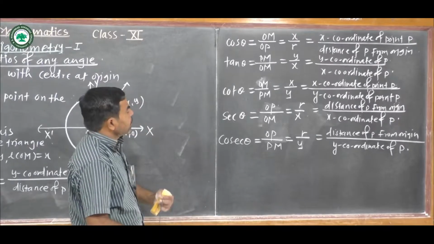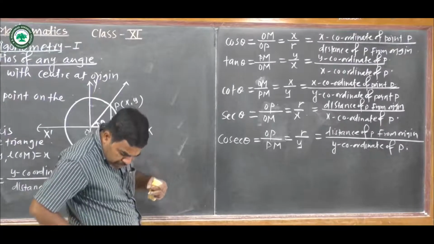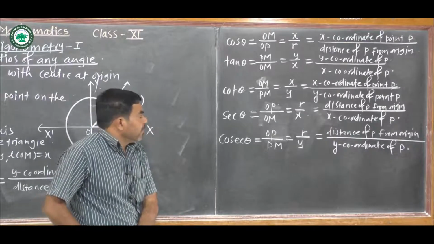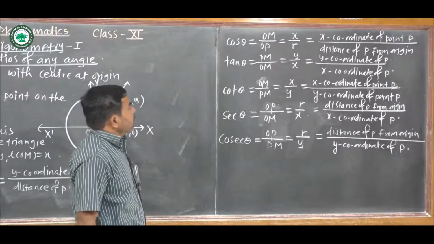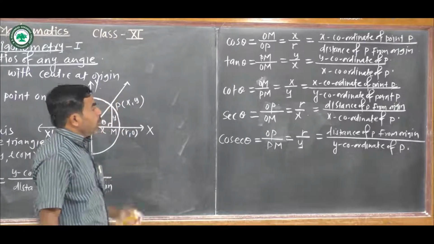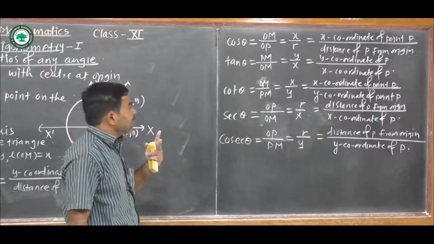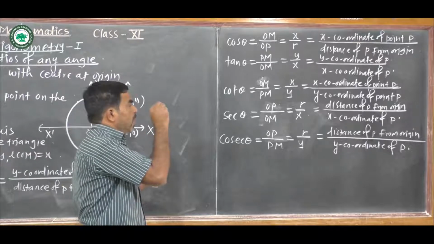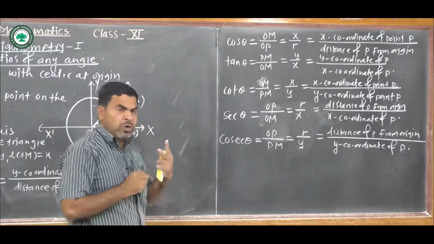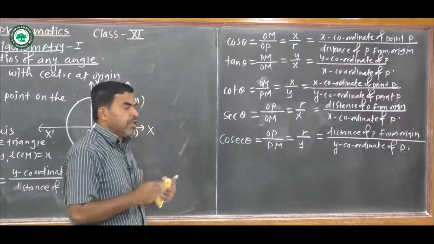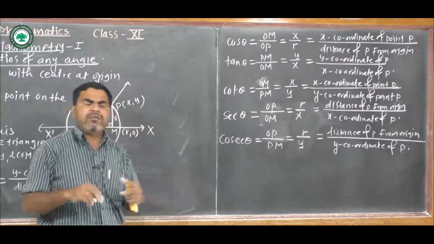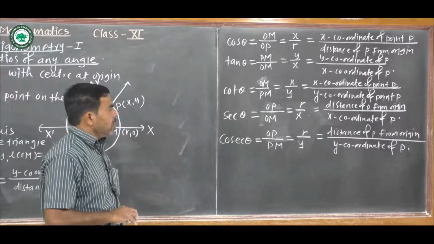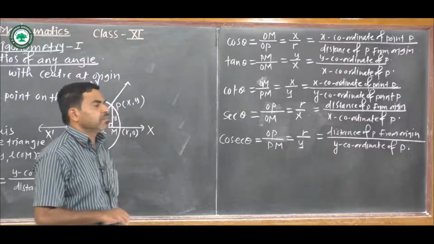So to define the trigonometric ratios of any angle we require two things only: first, the coordinates of any point on the terminal arm of the given angle, and second, the distance of that point from origin. Once we know these two things, we can define the trigonometric ratios of any angle, of any measure. So these are the definitions of trigonometric ratios of any angle.